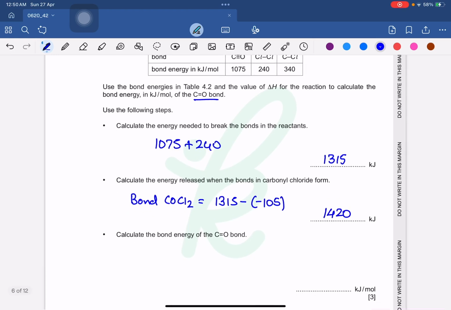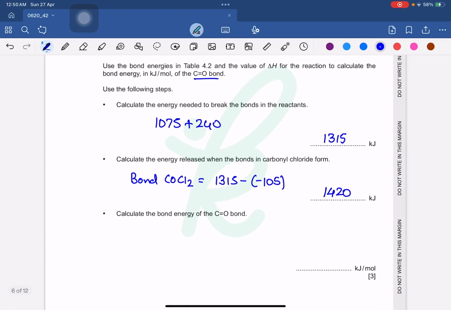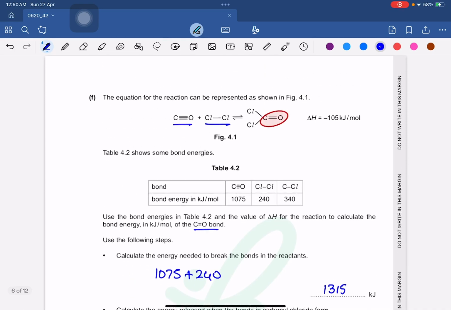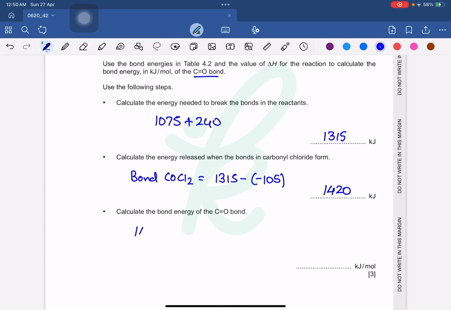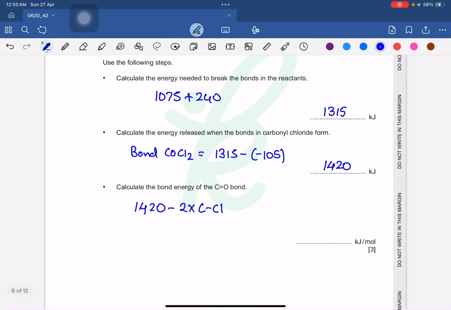Now in the final step, calculate the bond energy of C double bond O. To calculate the bond energy of C double bond O, I'll have to subtract the values of 2 CCl bonds from 1420. So that will be 1420 minus 2 times bond energy of CCl, that is 340 into 2. So 1420 minus 2 into 340. So the answer for this comes out to be plus 740 kilojoules per mole.